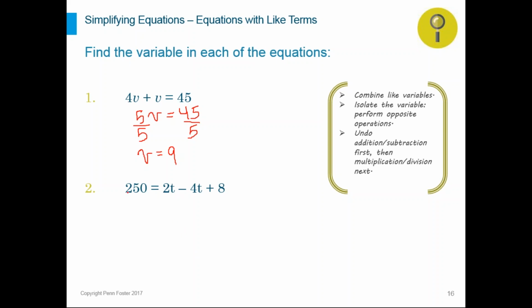Number 2, 250 equals 2t minus 4t plus 8. Two things special in this equation. The variables appear on the right-hand side, which is not going to make a difference, just looks weird. The t appears twice in our equation, so we have to combine them into one variable. So 250 equals 2 minus 4 is negative 2t and then plus 8. Now my variable t appears once only in my equation.